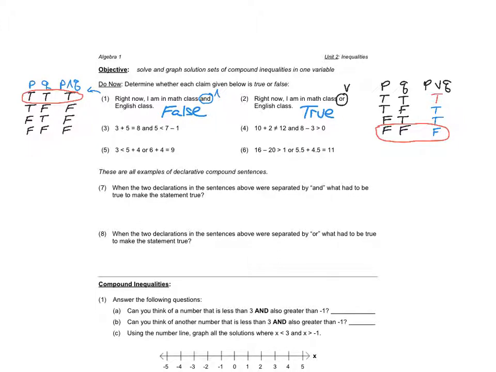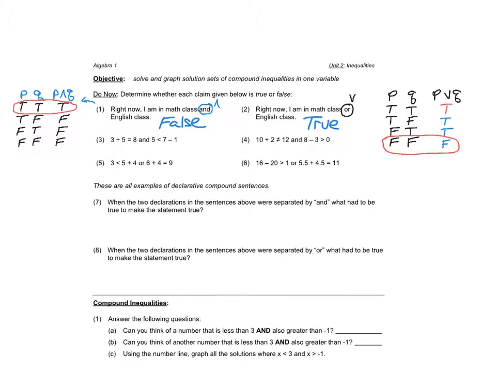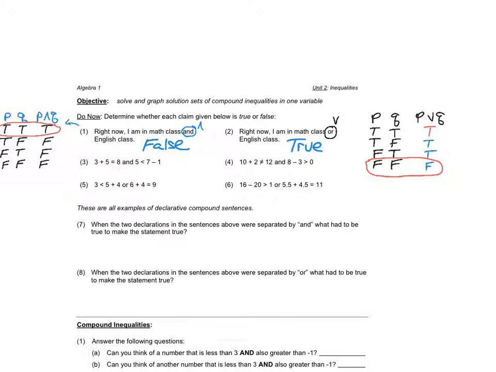So all I have to do is take a look at the sentence that I'm given and look at each part and make a determination of the truth value of it. So 3 plus 5 is 8, true? I have an and. Now, what's 7 minus 1? Oh, 6. Is 5 less than that? Yes, so true and true is going to be true.